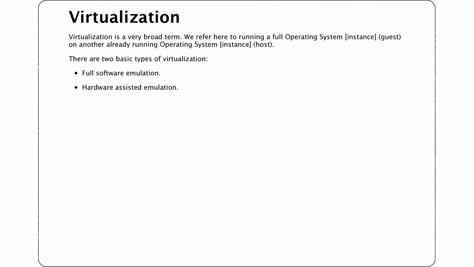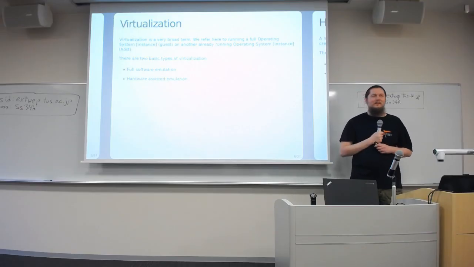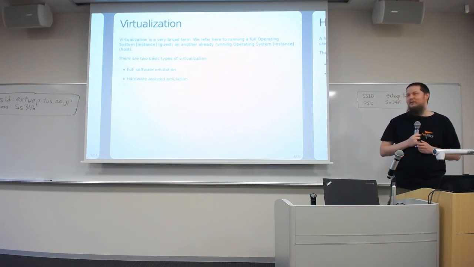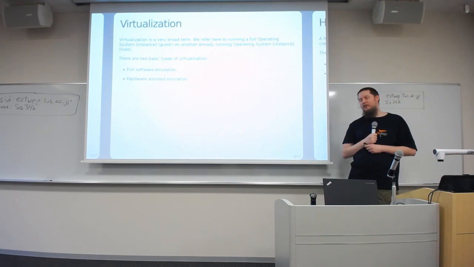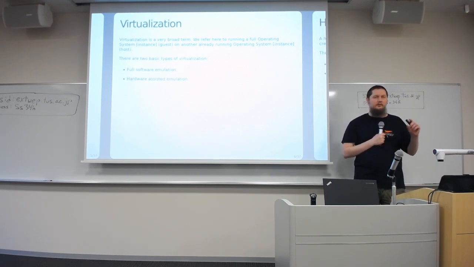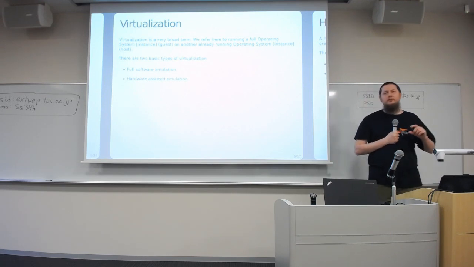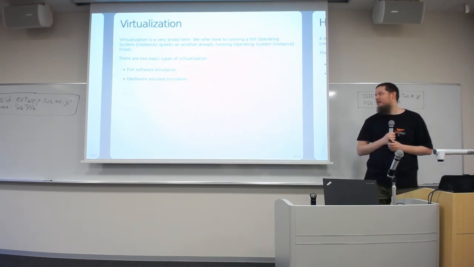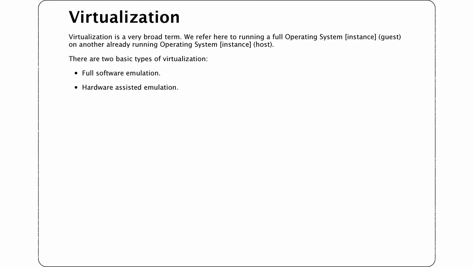Virtualization is a very broad term. It might mean a lot of things. For example, the C runtime environment is also a kind of virtualization, where we map hardware traps into signal handlers and so on. However, in this talk, we refer only to running a full operating system that involves kernel and userland on top of another operating system. This also means that we are not going to discuss containers, namespaces, rump kernels, and similar things. And there are two basic types of virtualization: full software emulation and hardware system emulation.